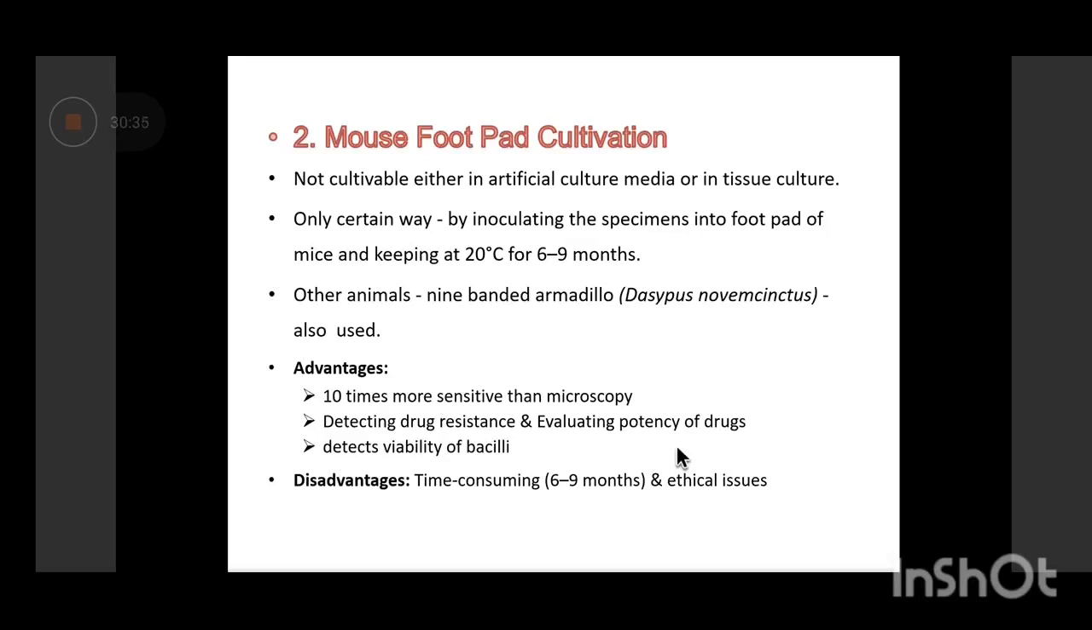We can do smear microscopy, then mouse cultivation. We cannot culture them in artificial media or in tissue culture like we do for viruses. We can cultivate them in the footpad of mice. This is a very important question. In a viva, they ask in which medium Mycobacterium tuberculosis grows, Lowenstein-Jensen media. Then they ask about Mycobacterium leprae. Mycobacterium leprae doesn't grow; we don't have any artificial media for it. So it grows in the footpad of mice.